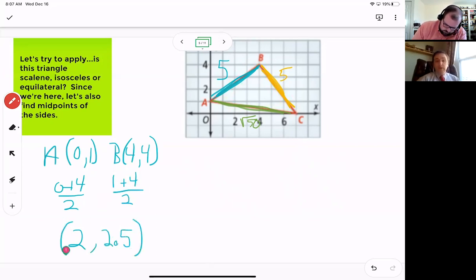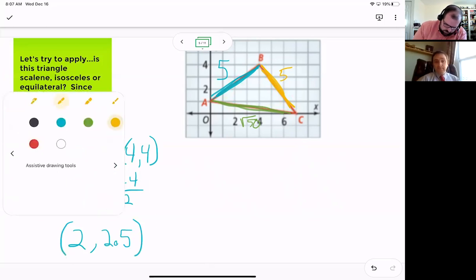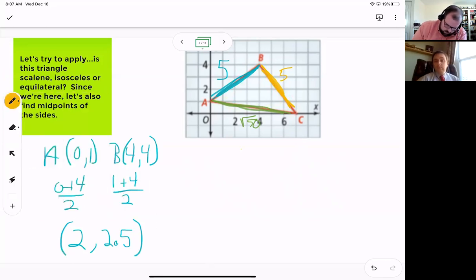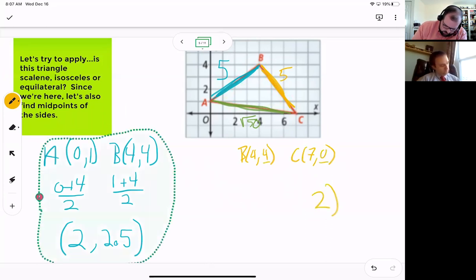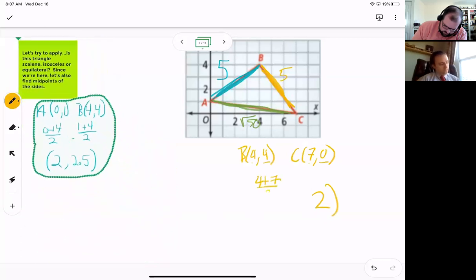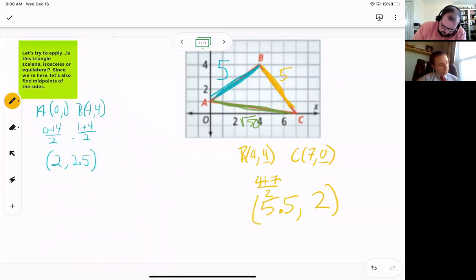So that's the midpoint of AB. All right. And then for BC, we know that B is at 4, 4, and C is at 7, 0. We already did a 0 and a 4, so that's going to be 2 again. Here we've got 4 plus 7 divided by 2, which is going to be 5.5. So that's the midpoint of BC.